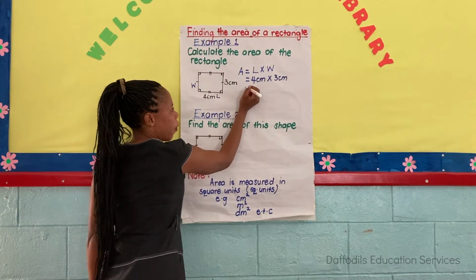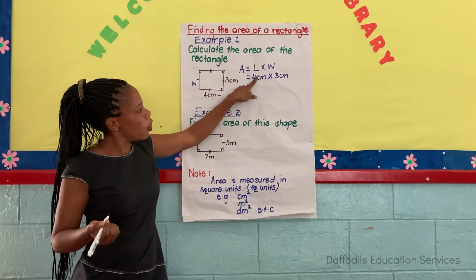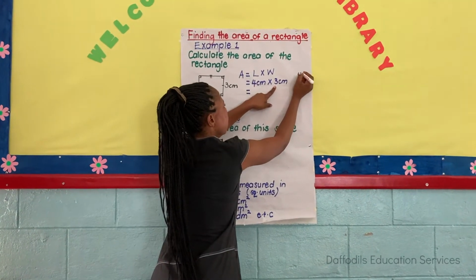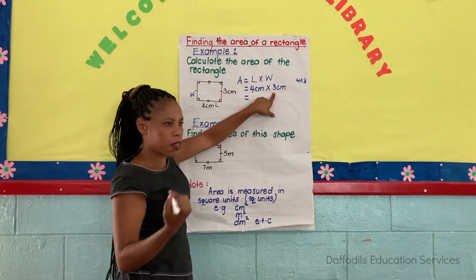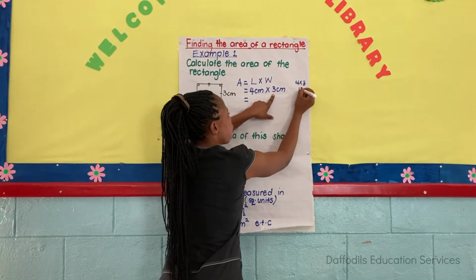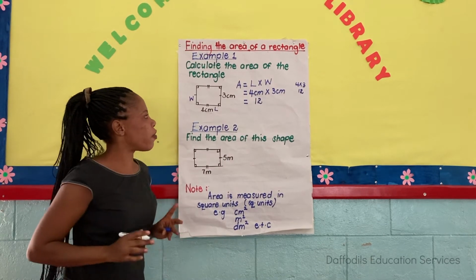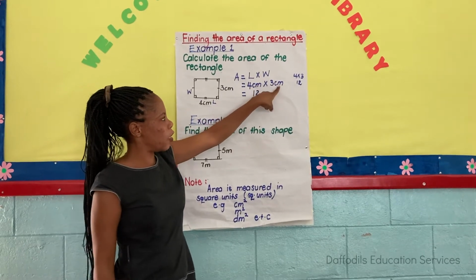From there, we are going to multiply normally. So we look at 4 times 3, and we can tell that 4 times 3 is 12. So we come and write 12. Now this 12 doesn't have units. We look at the centimeters here and the centimeters here.